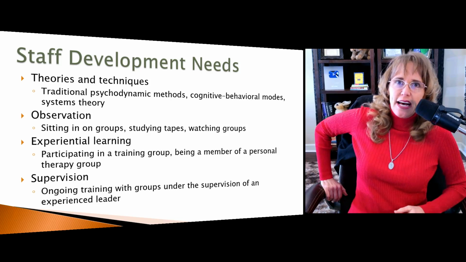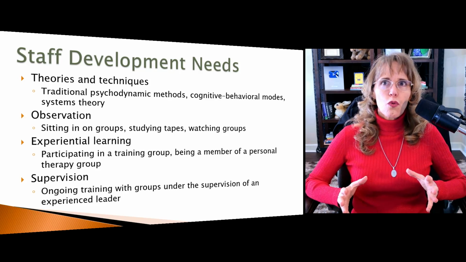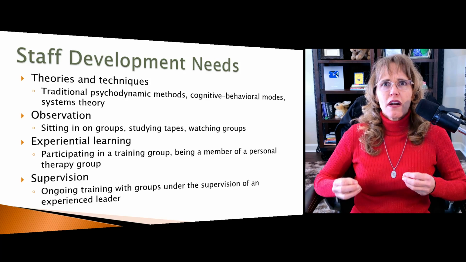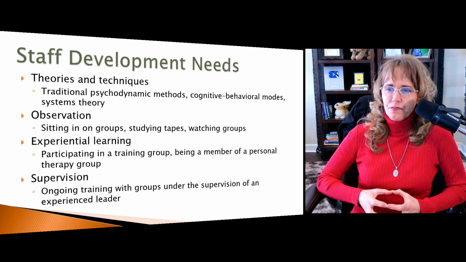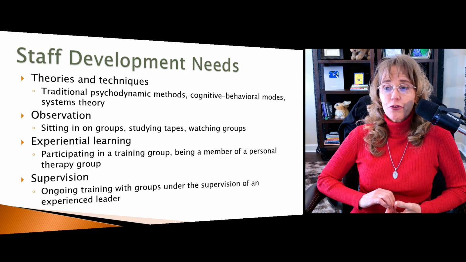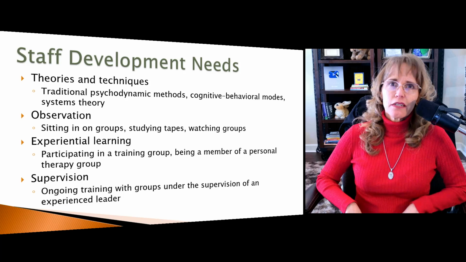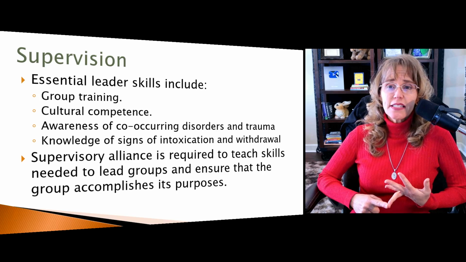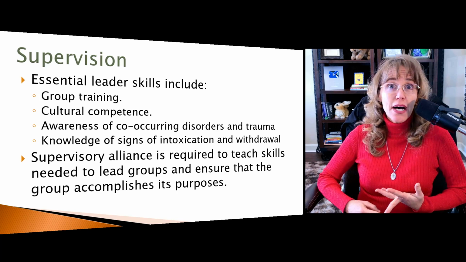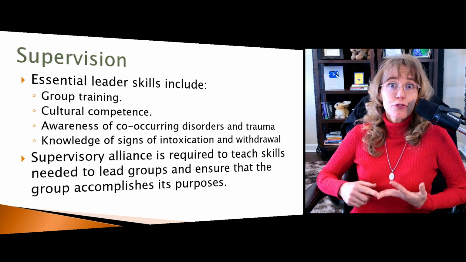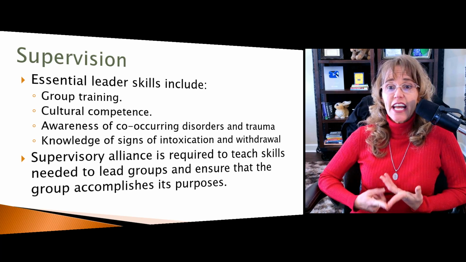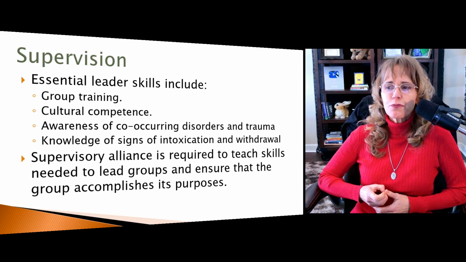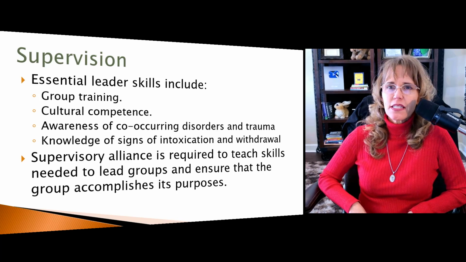We did this in my group therapy class when I was in college, where we basically ran a group among ourselves and got used to what those different dynamics might feel like. And it's important that we have ongoing training with groups under the supervision of an experienced leader. We can evolve. Essential leader skills include group training, cultural competence, awareness of co-occurring disorders and trauma, and how those will impact group participation and group issues, knowledge and signs of intoxication and withdrawal. A supervisory alliance is required to teach skills needed to lead groups and ensure that the group accomplishes its purposes.